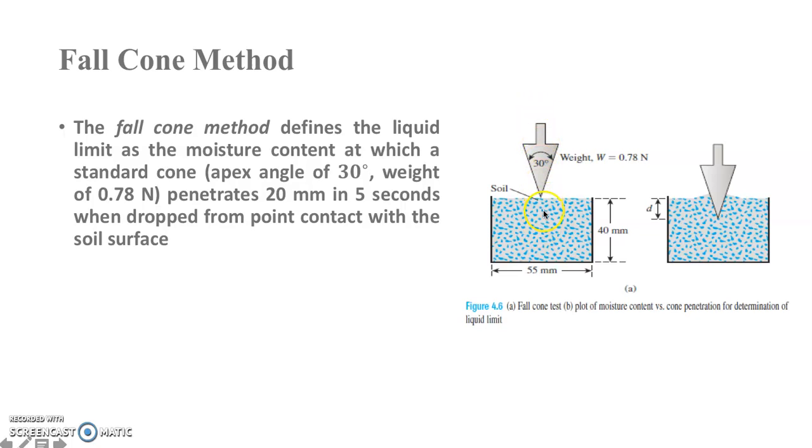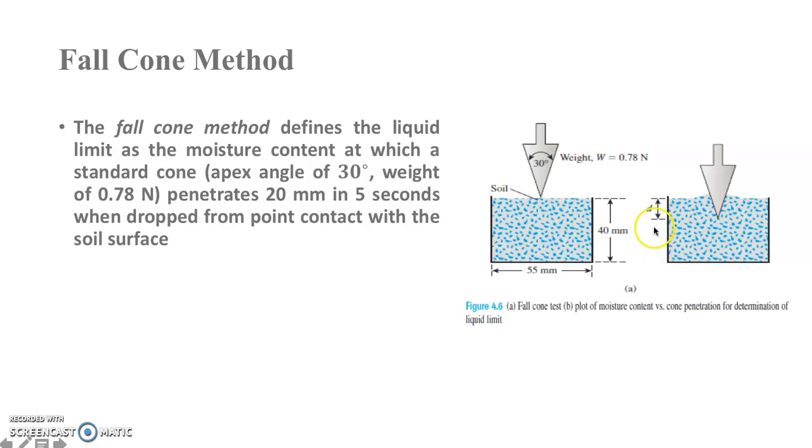Once you drop that one, you're going to measure the depth of penetration. So this is the illustration. You drop the cone, it will penetrate into the soil, and there will be penetration. So you have to measure that depth of penetration. Basically, the standard depth of penetration for this is 20 mm.